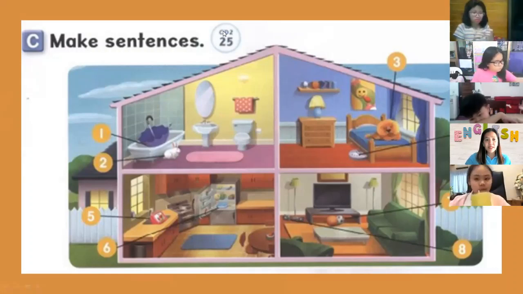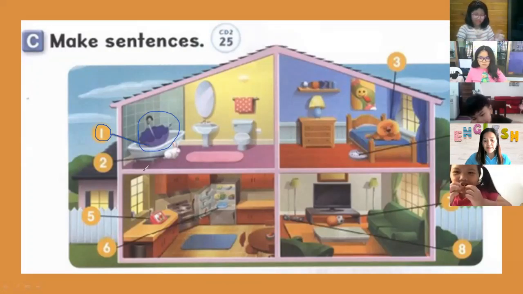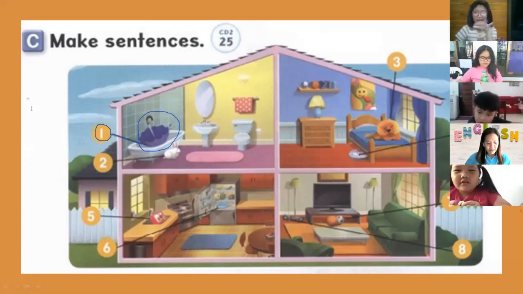You can see number one here. What can you see? Look at the line. What is this? Umbrella. Where is the umbrella? In the bathtub.